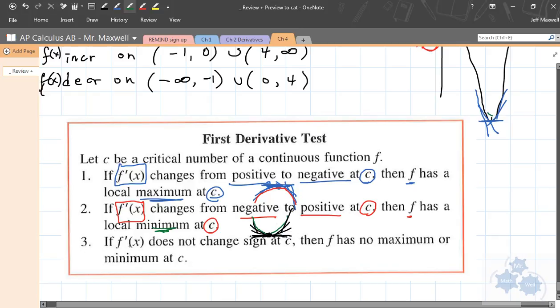Remember, we're doing all of this examination on the derivative, not on the function itself, but on the derivative. That's why it's called the first derivative test. This is the first derivative.